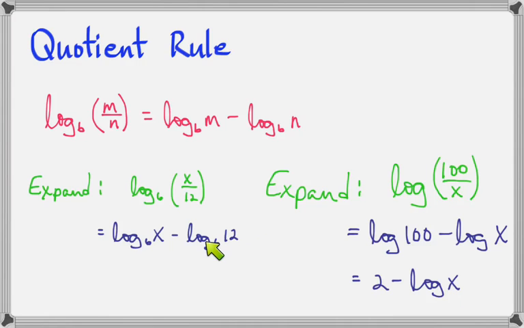Now you might have noticed over here we weren't able to do any such simplifying on this example because 12 is not a power of 6. Now it's true that 6 times 2 is 12, but there's no whole number exponent that will give us 12. So 6 to the second power is not 12, it's 36. So I was unable to simplify this, as 12 is not an exponent of 6.